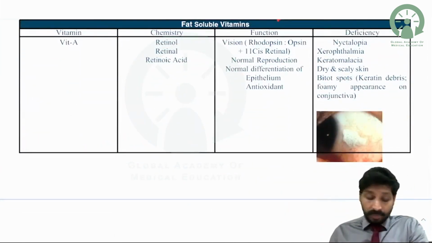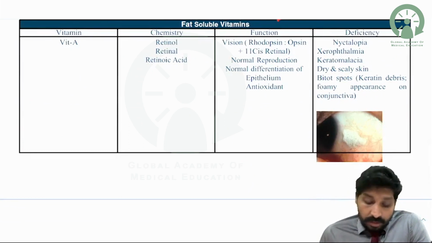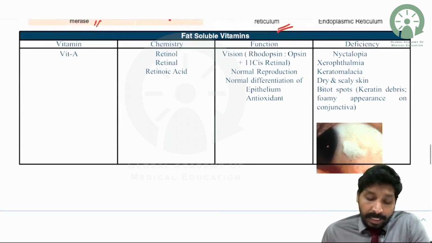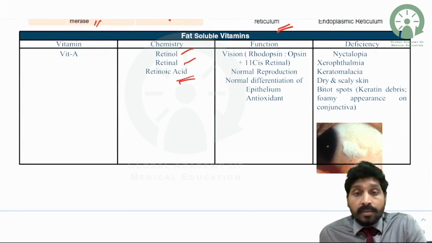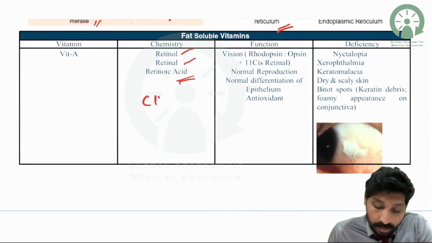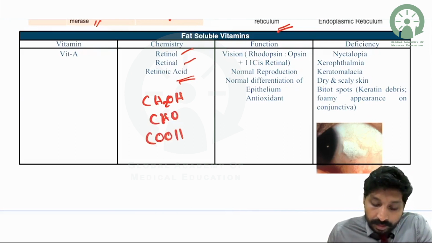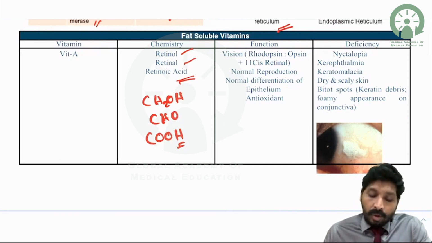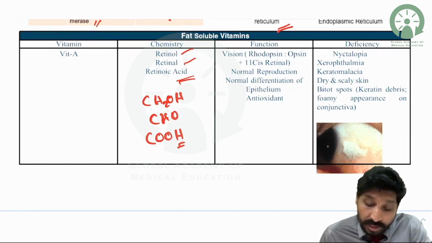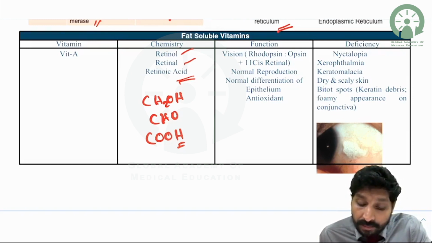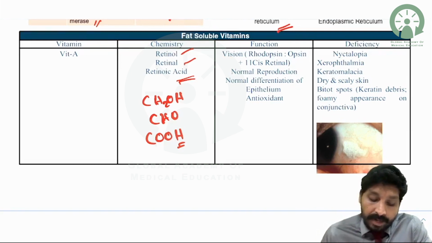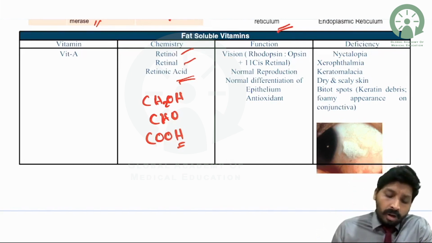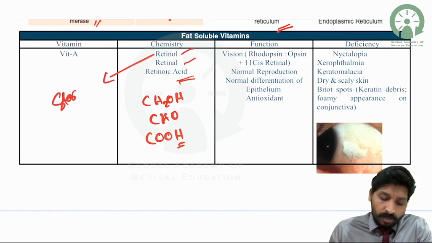Vitamin A has active forms: retinol, retinal, retinoic acid. These are the three forms. Retinol is the alcohol form, retinal is the aldehyde form, and retinoic acid is the acidic form. The retinal aldehyde form is required for vision. Normal reproduction, differentiation and antioxidant activity are mainly by retinoic acid. Retinol, the alcohol form, is mainly for storage and transportation.